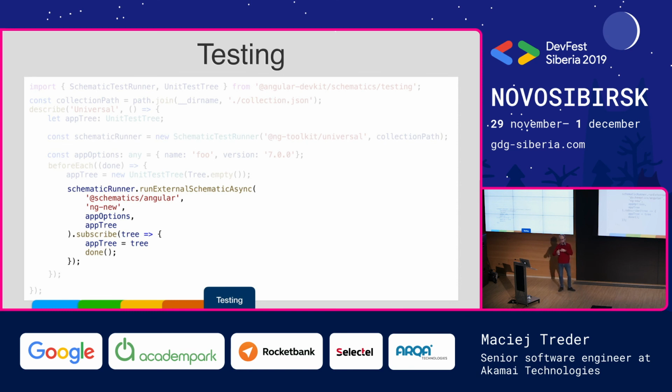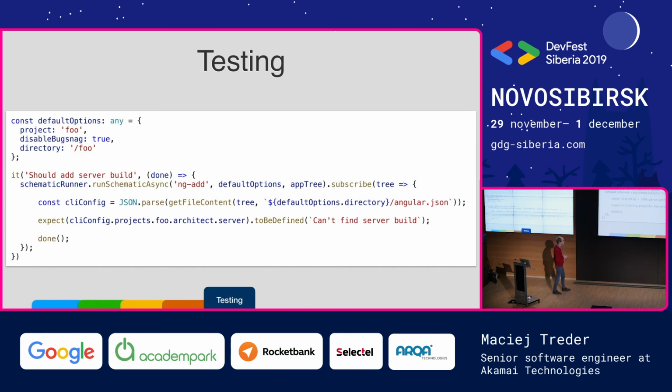I'm applying the ng new command. So I have a fresh new file system with a basic Angular project in it. And later on, within each test case, I am just using the schematics runner to apply this particular command which I am testing. So this is about the unit tests.